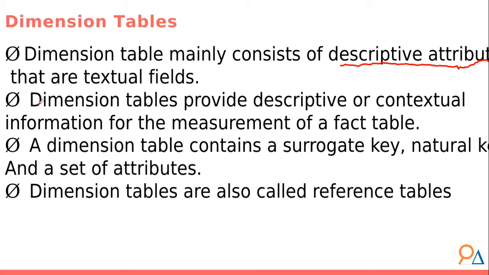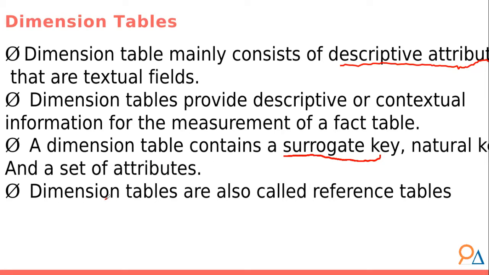Now, dimension tables provide descriptive or contextual information about the measures of the fact table. So it's more information about the fact table. We're going to see it in the next couple of slides. You can see that the fact table consists of foreign keys, which are primary keys of the dimension table. So in general, a dimension table provides more information about the fact table. A dimension table consists of surrogate keys, a natural key, and a set of attributes.